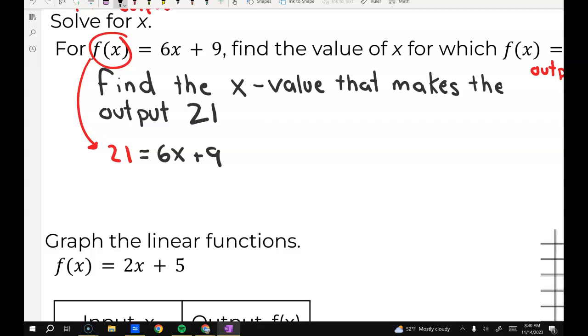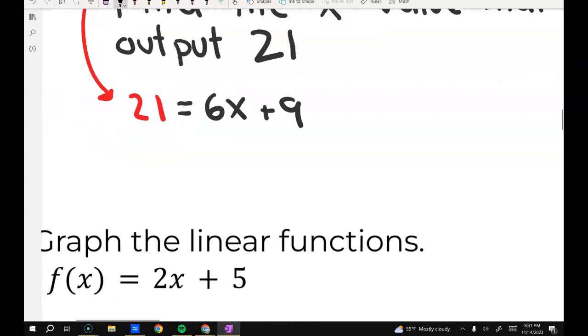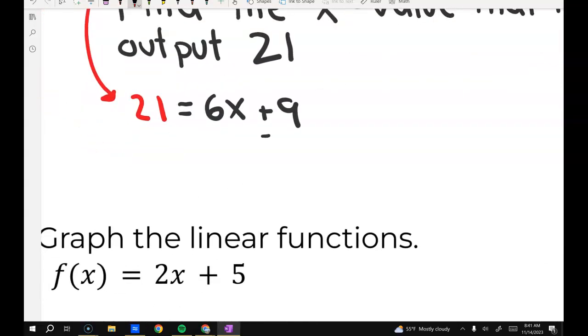So whenever you're given an output and it's asking you to find the input, it's just solving an equation. When you're given the input, it's evaluating. That's the difference between the two. So we go through and we do some subtracting. We'd have to subtract 9 from both sides as our first step.